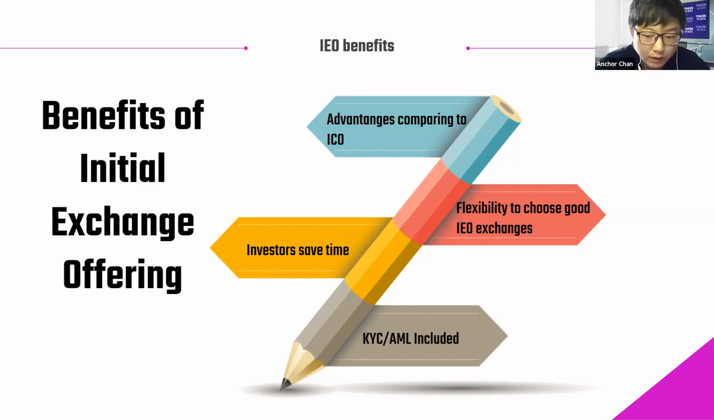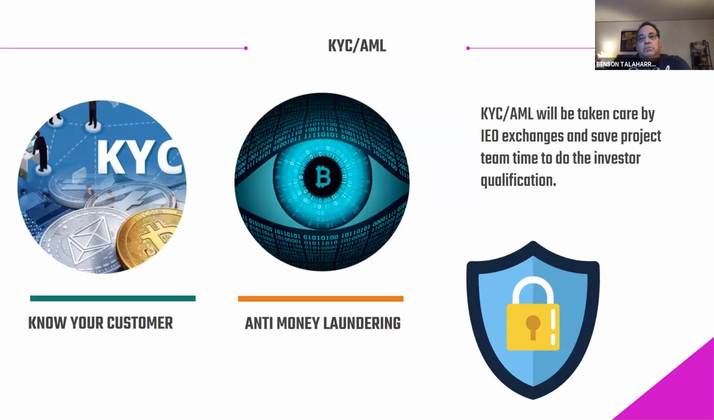And then it is the KYC and AML. So IEOs are also setting themselves apart from ICOs by standardizing know your customer and anti-money laundering. So exchanges are managing the details of smart contracts and transactions, eliminating the challenges of the previous ICO system.